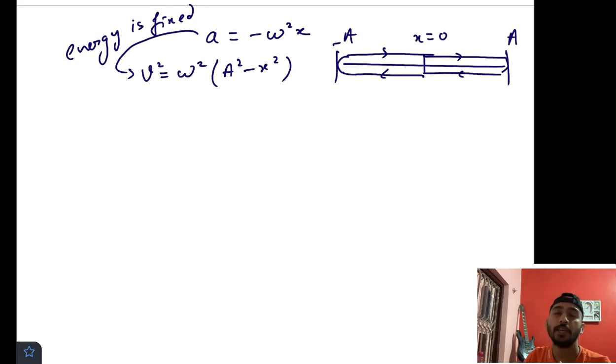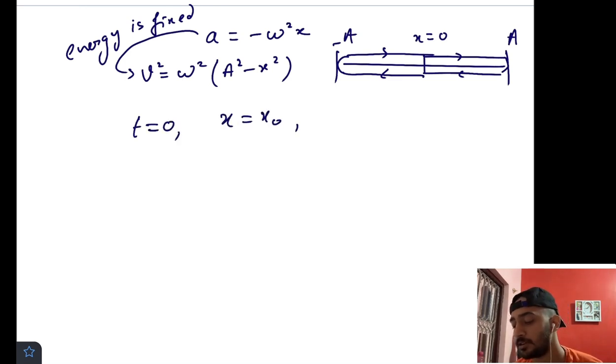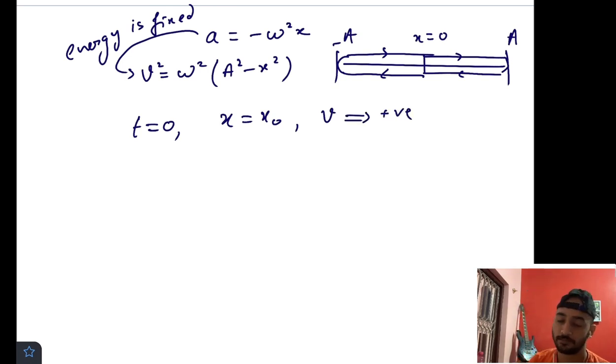So there can be an infinite number of initial conditions, or you can say initial boundary conditions, to perform this kind of SHM. So energy is fixed, but still we have an infinite number of solutions because the initial condition is not fixed. So now we need to fix the initial condition that at t equals 0 the particle starts from x naught, and the velocity is either positive or negative or anything.